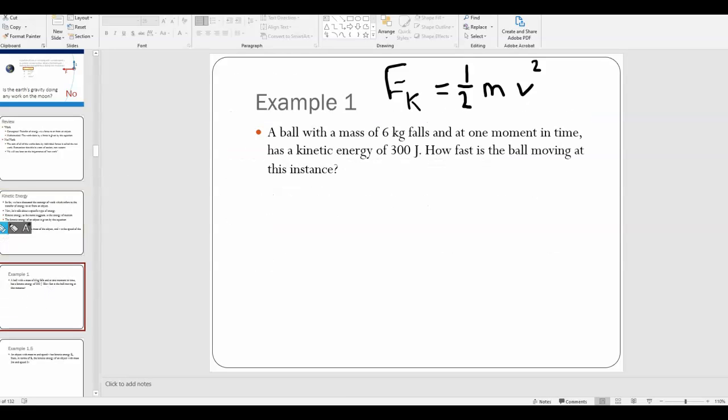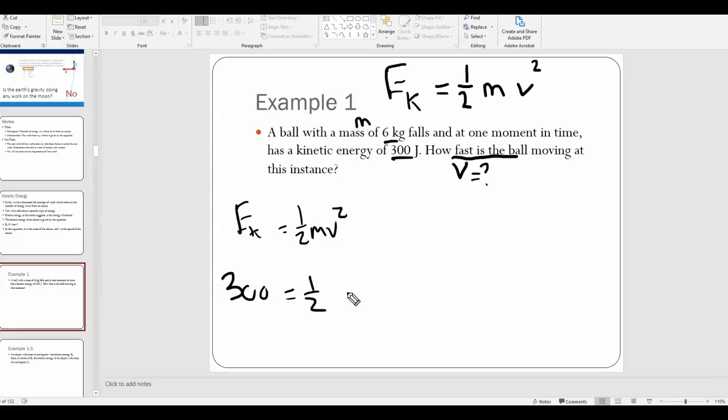Example 1 says a ball with a mass of 6 kilograms falls and at one moment in time has a kinetic energy of 300 joules. How fast is the ball moving at this moment in time? This is just a really baby type of calculation. How fast is obviously a question about speed. So if we have the equation 1/2 mv squared, we know at one moment in time it has 300 joules of kinetic energy. That's equal to 1/2 times the mass, which is 6 kilograms, times v squared.